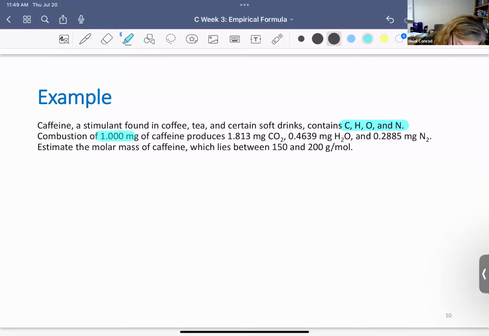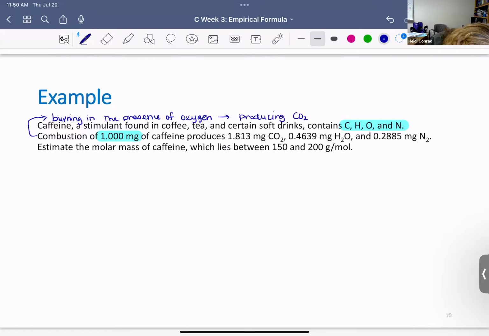Combustion of a 1 milligram sample of caffeine. Combustion, again, means burning. And we're going to get more into this next week, but it's burning in the presence of oxygen, producing CO2, H2O, and then whatever else needs to be produced to finish off the compound. So in this case, N2.